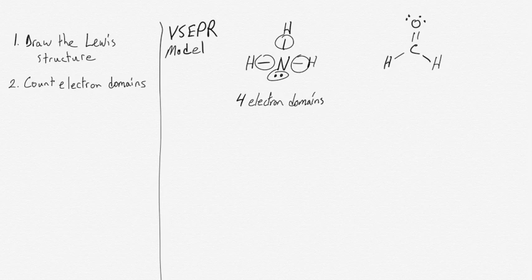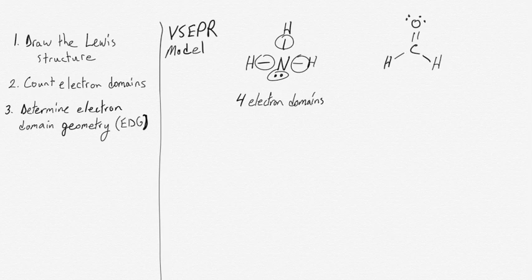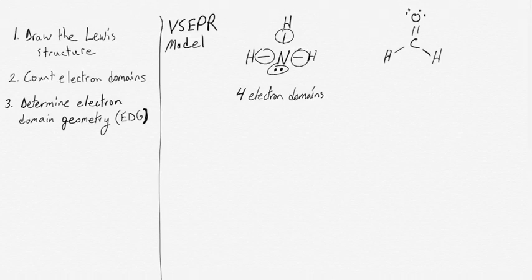The third step is to predict the electron domain geometry based on the number of domains. The way you predict the electron domain geometry is by counting the number of domains. And there's a correlation between number of domains and the electron domain geometry. 4 electron domains implies a tetrahedral electron domain geometry. The geometries based on a different number of domains are all listed in your textbook.